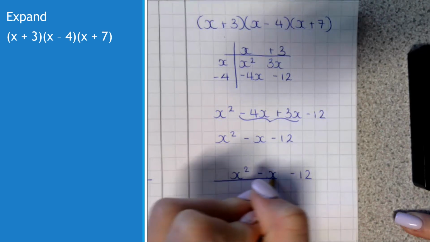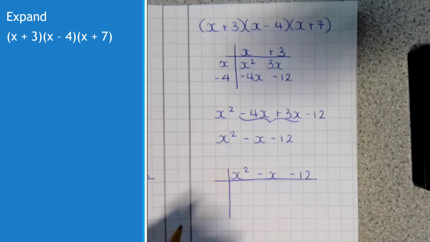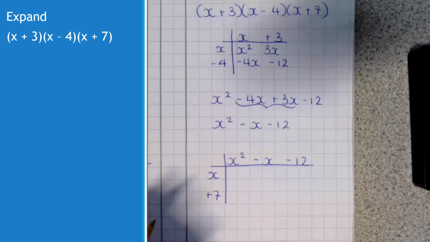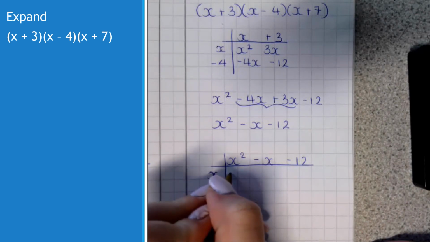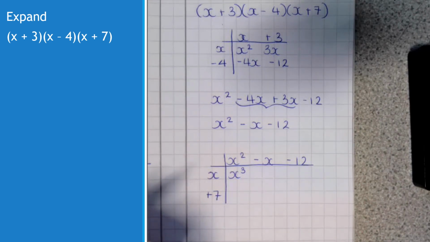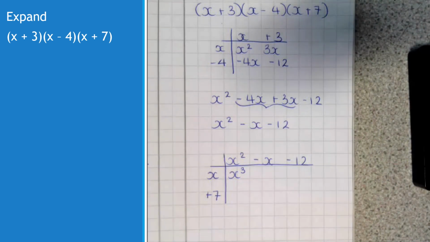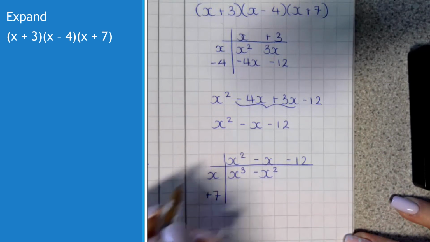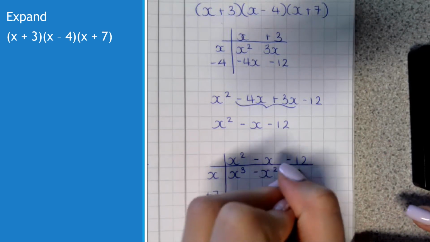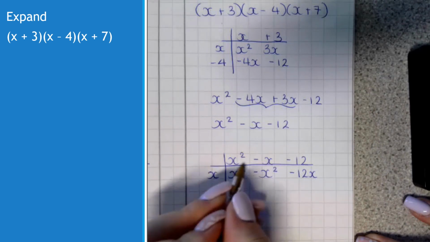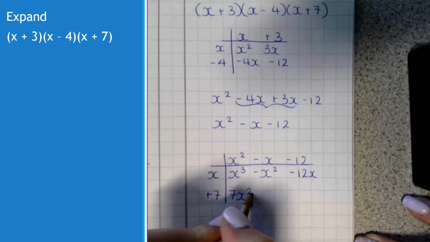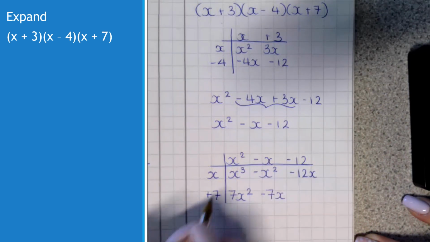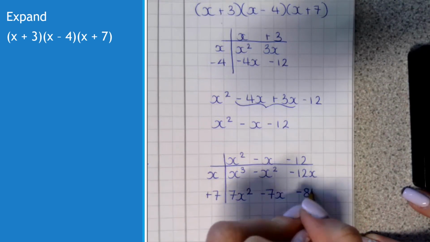Make sure that you leave yourself enough room. Don't do it really cramped together, because then it can be really difficult to see all of the terms that you're multiplying together. And then x and then plus 7. So x squared multiplied by x is x cubed. So when you're doing triple brackets, you're always going to have a cubic. Then x multiplied by minus x. So x multiplied by x is x squared, and then we're multiplying a positive by a negative, so it will be a negative. And then x multiplied by negative 12 is negative 12x. Then x squared multiplied by 7 is going to be 7x squared. 7 multiplied by negative x is negative 7x. And then negative 12 multiplied by positive 7 is going to be negative 84.